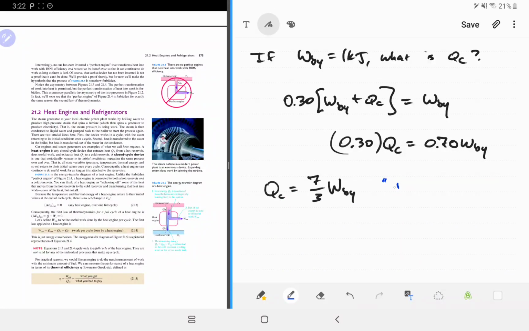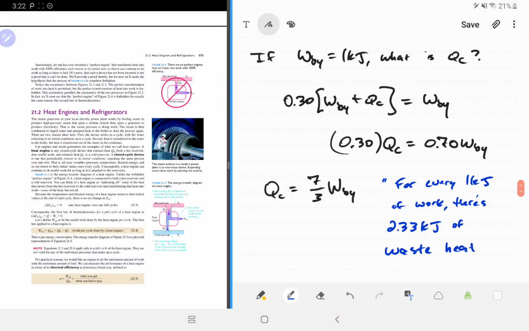So for every 1 kilojoule of work, there's 2.33 kilojoules of waste heat. That'll be the answer to our problem there. Okay, 7/3, 2.33.